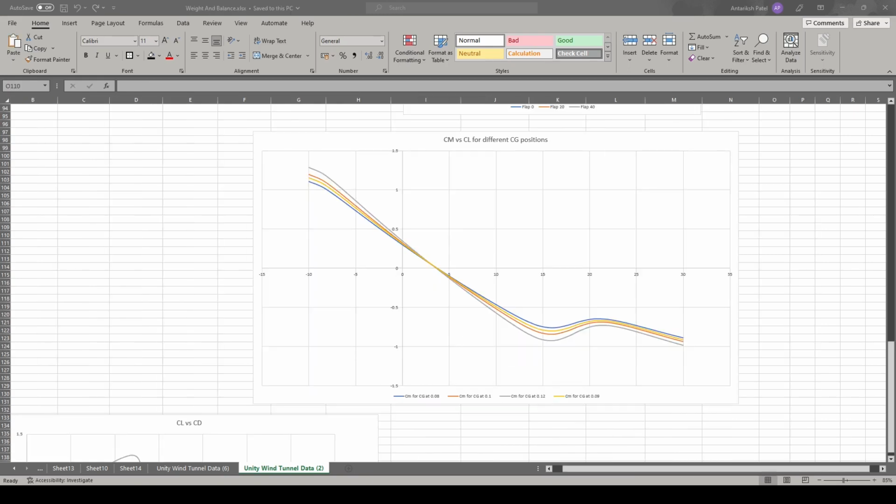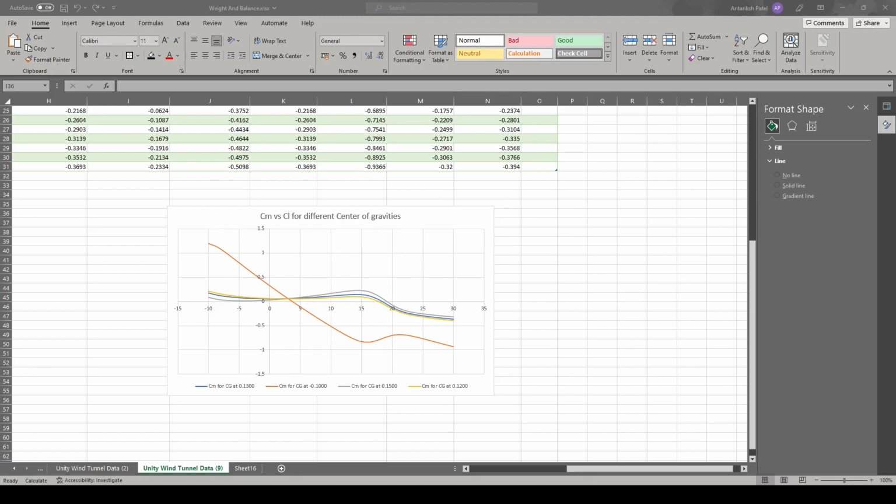The moment coefficient against the lift coefficients for different CG positions were plotted on a graph. The rate change of moment coefficient with the lift coefficient should be negative, which is shown at all the CGs plotted, which are minus 0.08, minus 0.1, minus 0.12, and minus 0.09. This is because it means it gives a large nose-down pitching moment, which is needed for good stability.